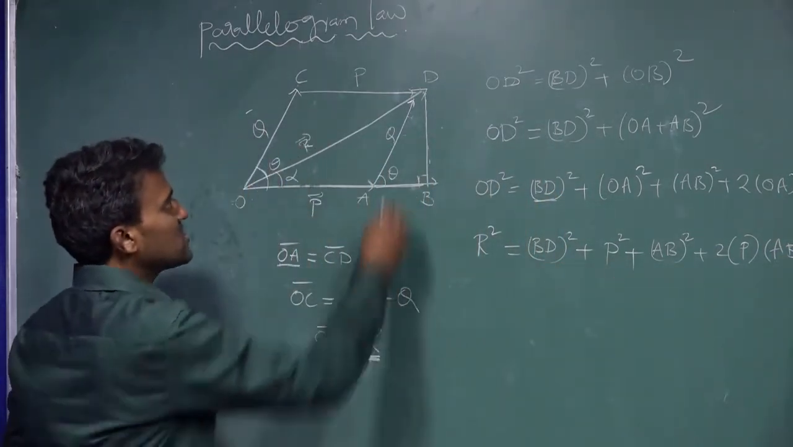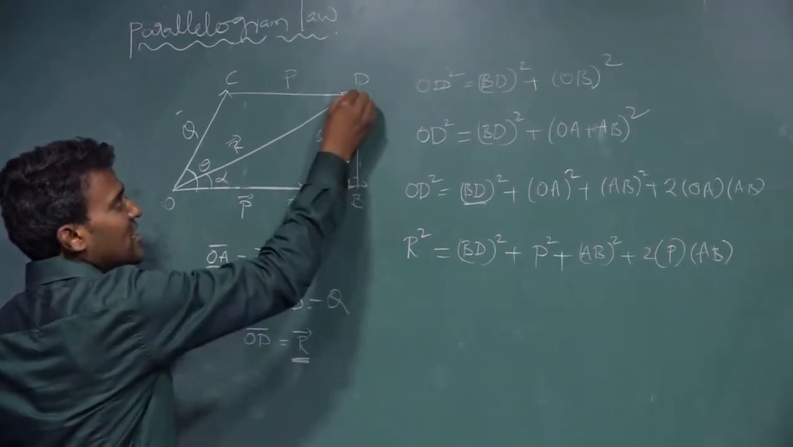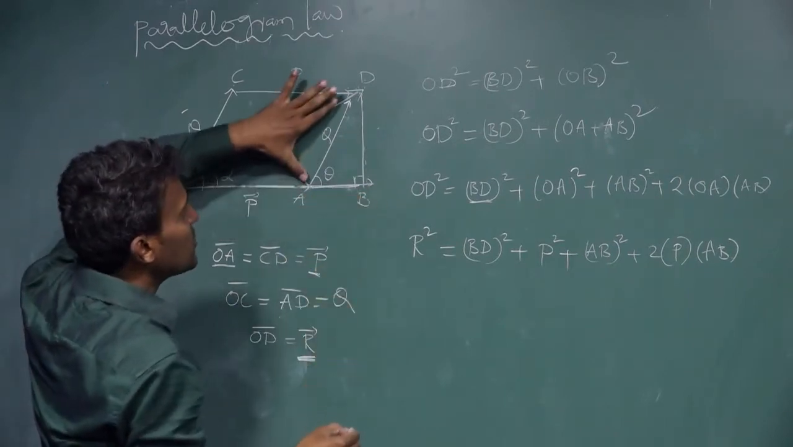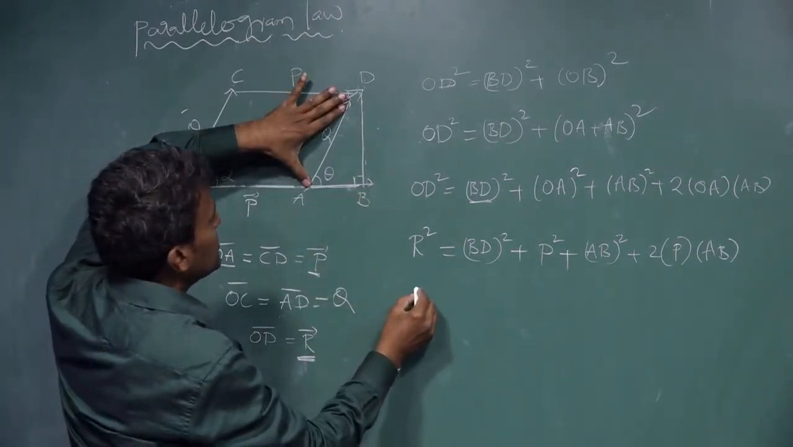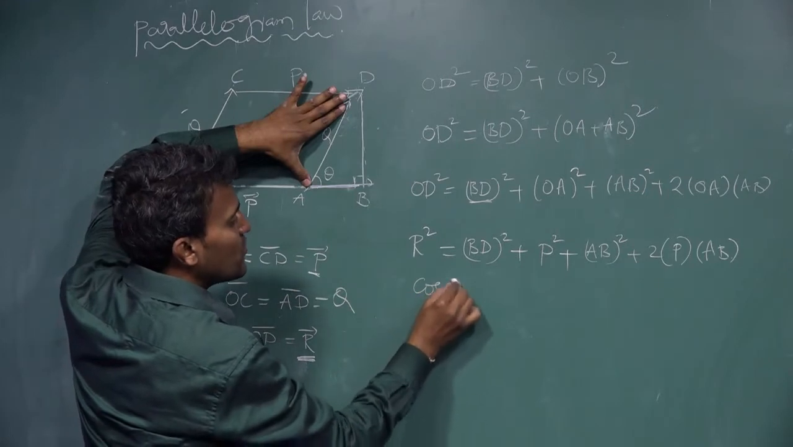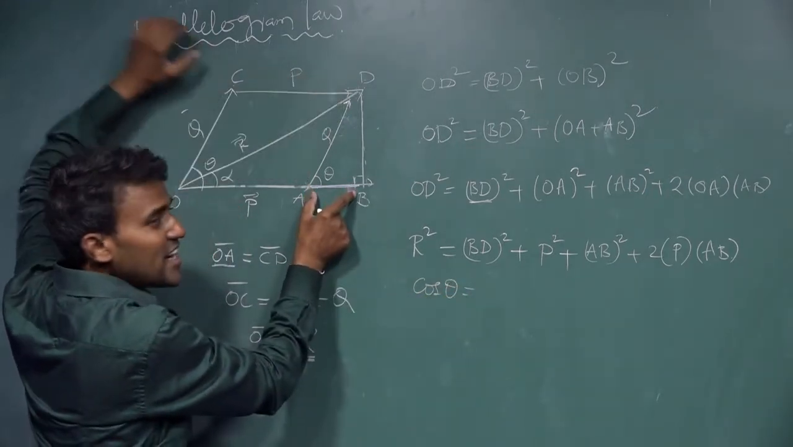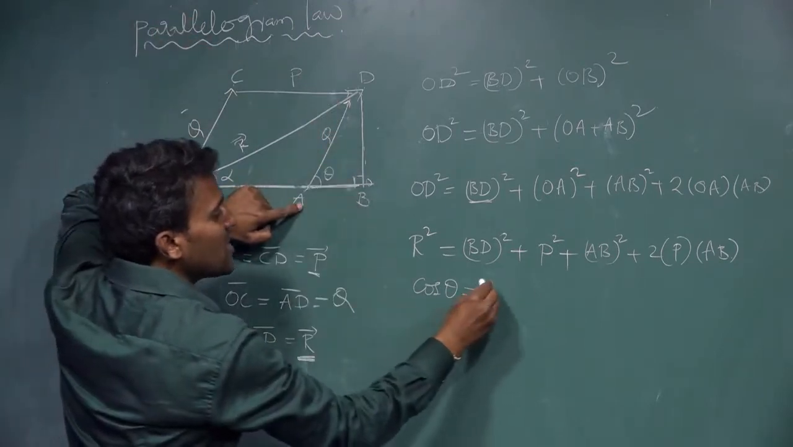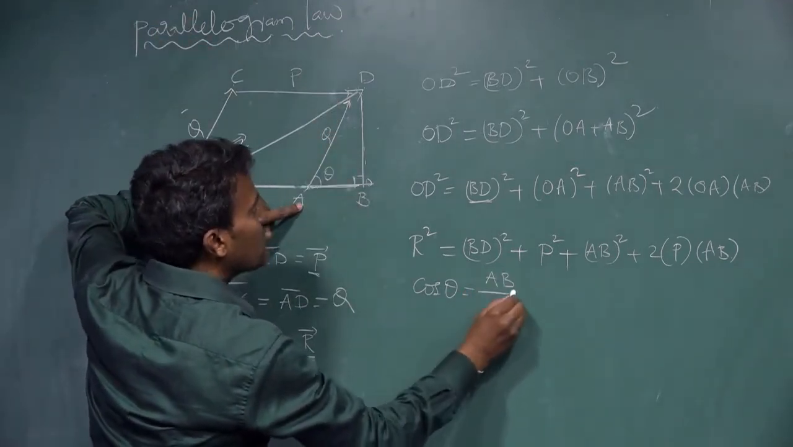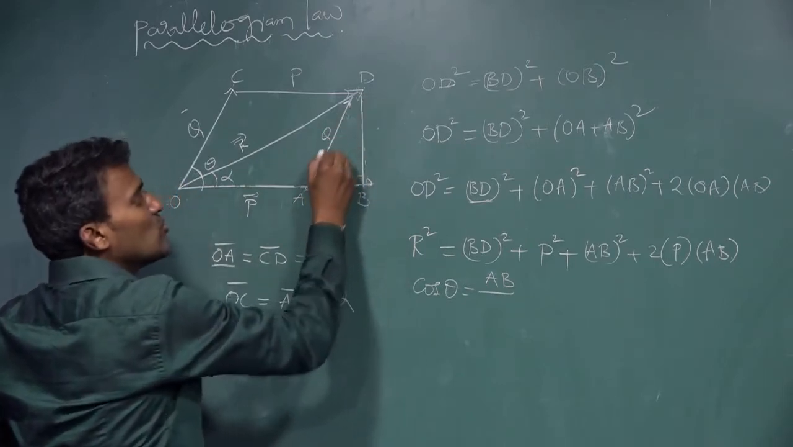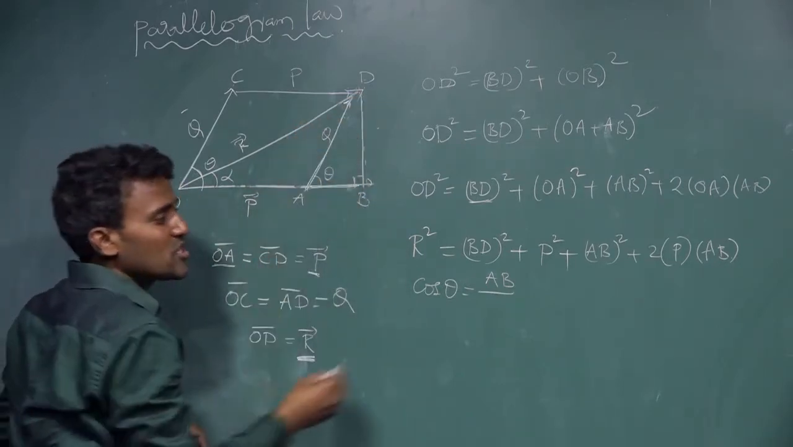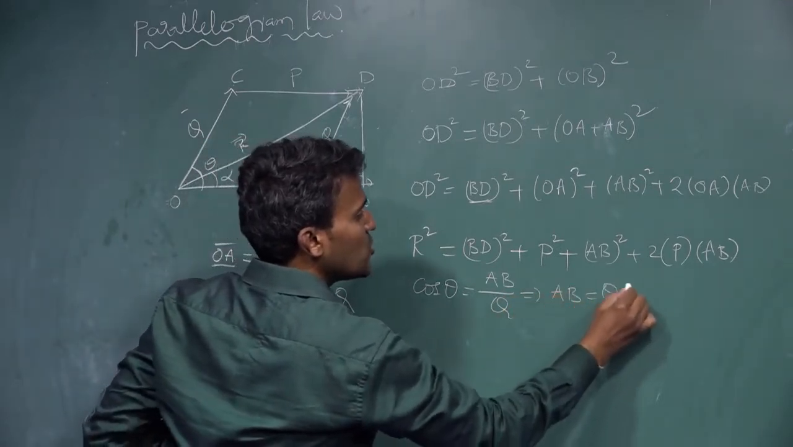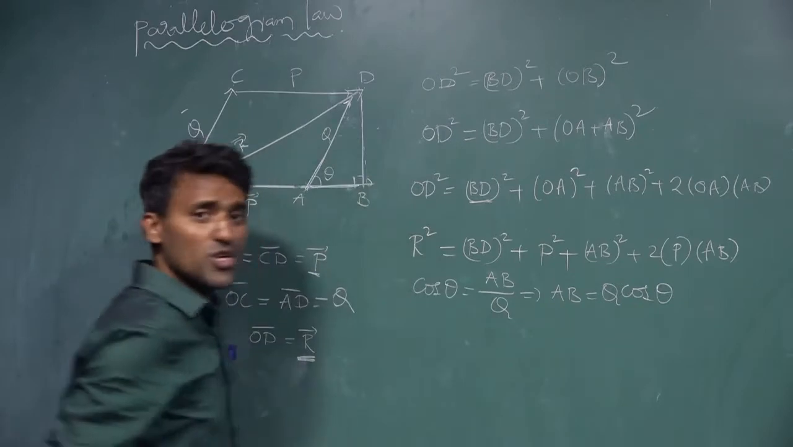From this triangle, how can we write? This is again a right angle triangle, DBA. From this one, this is the hypotenuse. Now cos theta is equal to adjacent side divided by hypotenuse. AB is the adjacent side, AB divided by, what is the hypotenuse? Q. AD is nothing but Q. Q is the hypotenuse. I am writing AB is equal to Q cos theta.